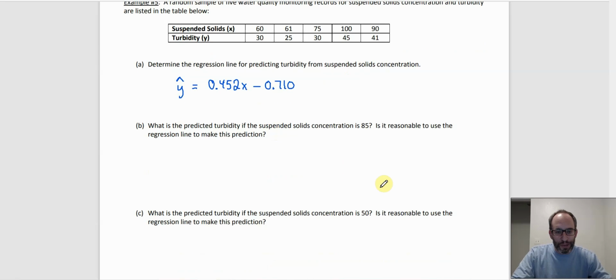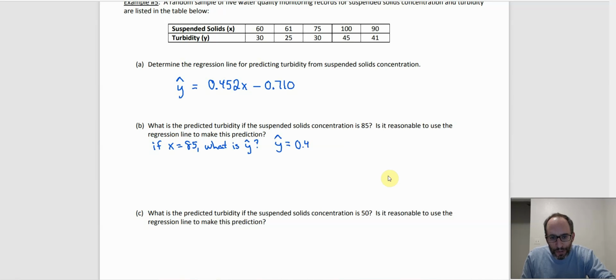All right, so then what's the predicted turbidity if the suspended solids concentration is 85? That's saying if x is 85, what is y hat? We can figure this out. We just have to sub the 85 in for x, so y hat is going to be 0.452 times 85 minus 0.71, and what you get is 37.71.